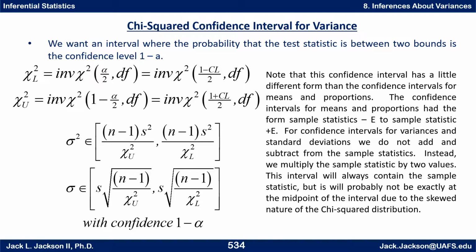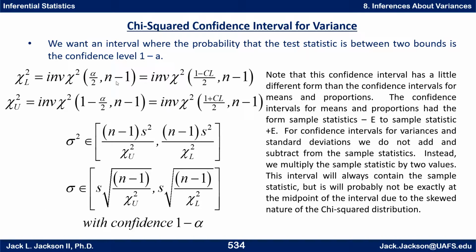Now, once again, chi-square lower is inverse chi-square of alpha over 2 with your degrees of freedom, which is n minus 1. I've actually rewritten that with degrees of freedom now replaced by n minus 1. So you're starting with the sample size and the confidence level. What you do is an inverse chi-square of 1 minus confidence level divided by 2, and then n minus 1 for your degrees of freedom. And then you do an inverse chi-square of 1 plus confidence level divided by 2 for n minus 1. This one will be the higher one.